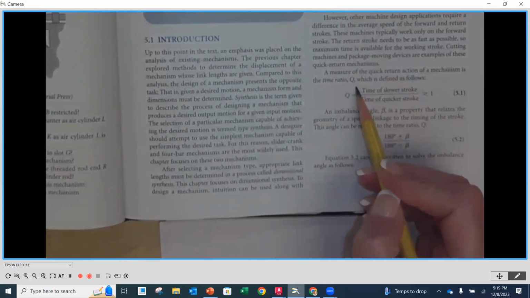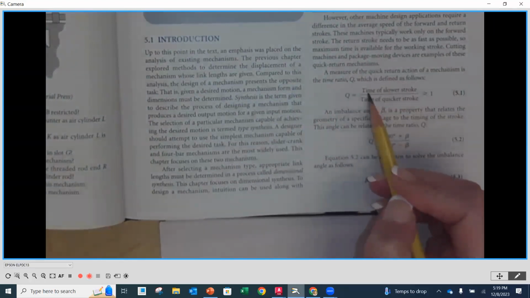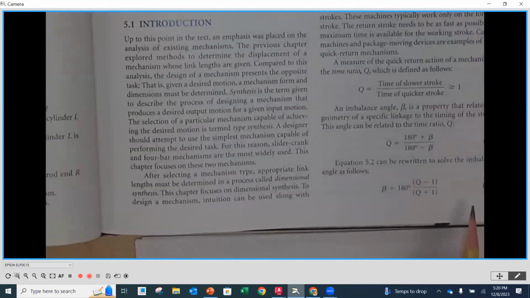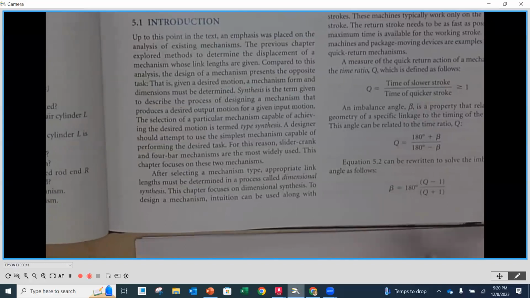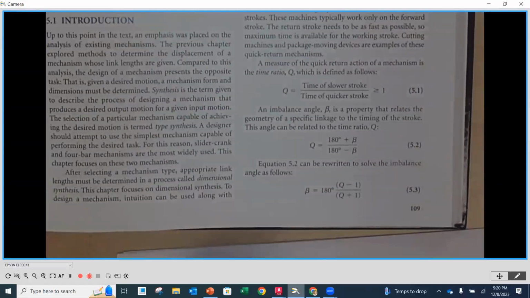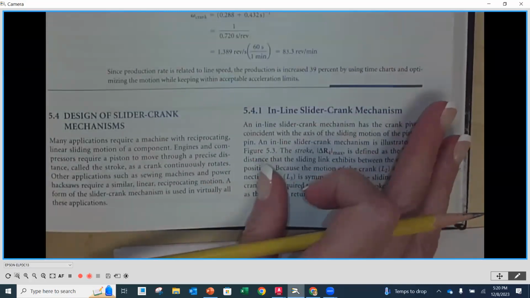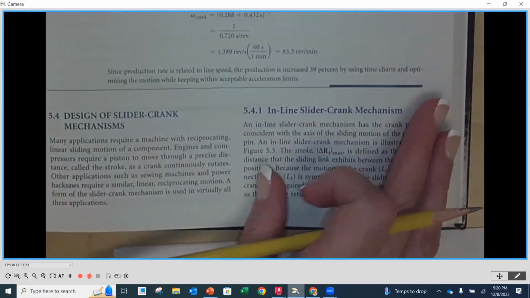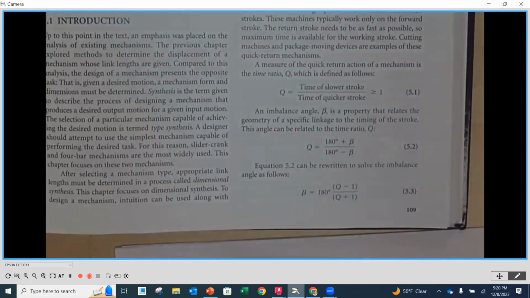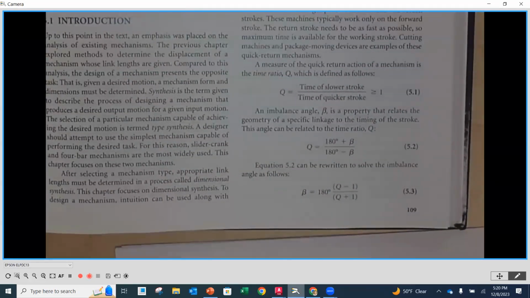Now our time ratio Q is going to be the time of the slower side of the stroke divided by the quicker. So we're going to say Q is equal to, and let me double check this really quickly. I'm pretty sure it's T1 and T2. Yes. So T1 is going to be the slower side of the stroke divided by T2.